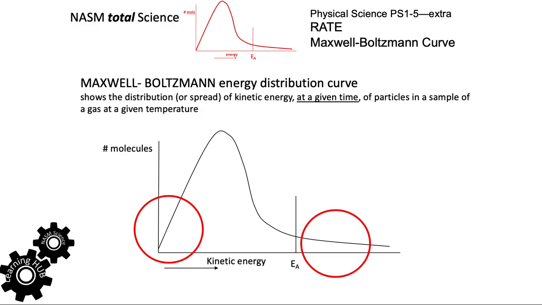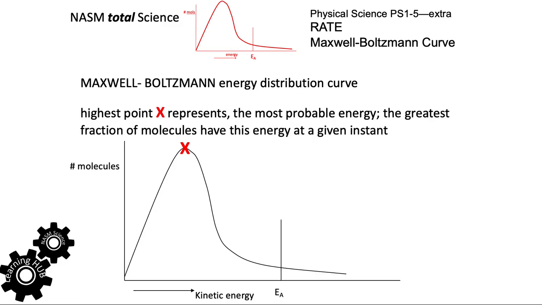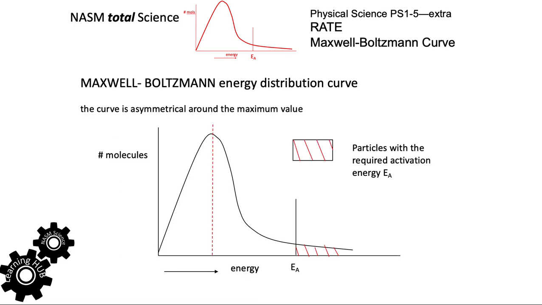So relatively few particles are going to have that amount of energy. Just circled 2 here and showing really that a small number of molecules have very low energy and a small number of the molecules have high energy. And then we're going to look at the apex, the peak, and that's the most probable energy. So most of the particles will be relatively close to that probable kinetic energy, with the largest fraction of molecules having this kinetic energy at any given instant.